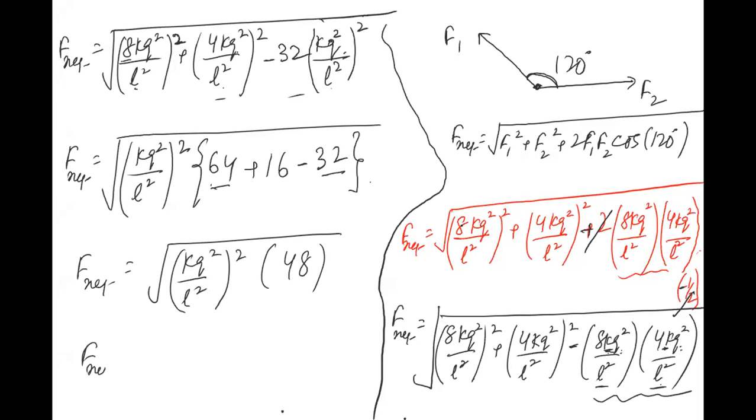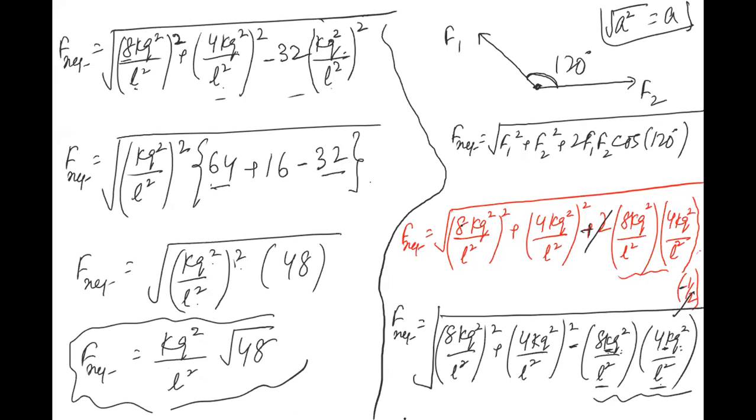Can you write this result finally also as kq square upon l square? If you take the square root... first tell me one thing: if you take the square root of a squared quantity, what will you get? What will be the square root of a square? Obviously you will get a. So similarly, this is (kq square upon l square) the whole square, so if you take the square root of this, you will get kq square upon l square only, times root of 48.